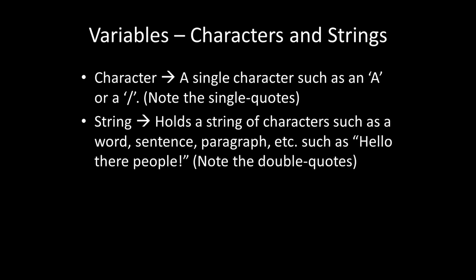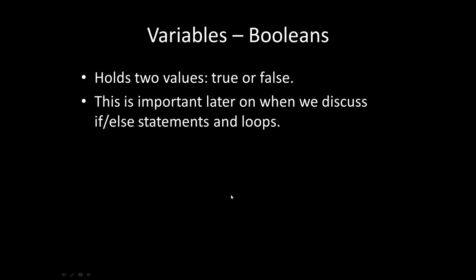A string of characters. We have an H, we have an E, we have an L, L, O, we have a space, we have a T, H, E, R, E. Those are characters. Another space, P, E, O, P, L, E, exclamation mark. Those are all characters. This is a string of characters, and that's the string. So you want to pay attention to the fact that a string is based off of characters, right? Makes sense.